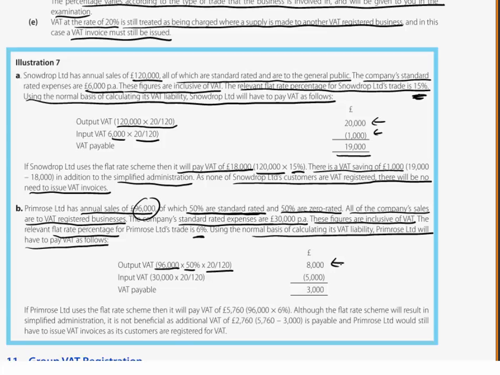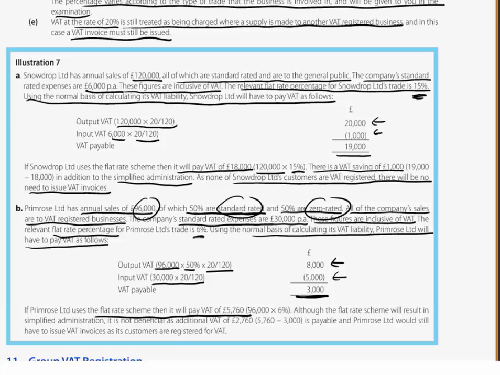Input VAT. Now, all of the input VAT may be recovered because all of it is in relation to taxable supplies. The fact that some of those taxable supplies are standard rated and some of them are zero rated does not matter. We will be able to recover all of the input VAT on all of the expenses as they all relate there to taxable supplies. Input VAT, 30,000 times 20 over 120, £5,000. VAT payable, 3,000. So that is what your normal calculation would be. What now happens under the flat rate scheme?